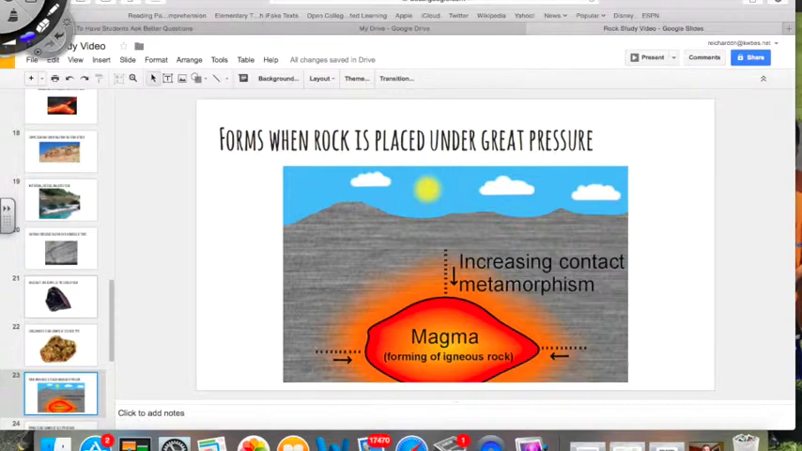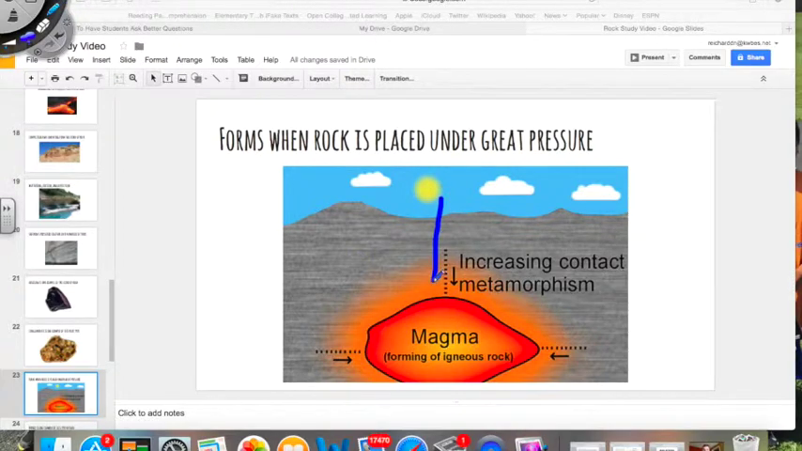How about forms when rock is placed under great pressure and heat? Okay, so heat and pressure, that would be metamorphic. Okay, so essentially with the metamorphic rock, I said it was kind of in between a sedimentary and an igneous because it requires the different characteristics of each. It has all that pressure from the layers pressing down on top of it, but it also has heat from the Earth's mantle, which is also significant as well.